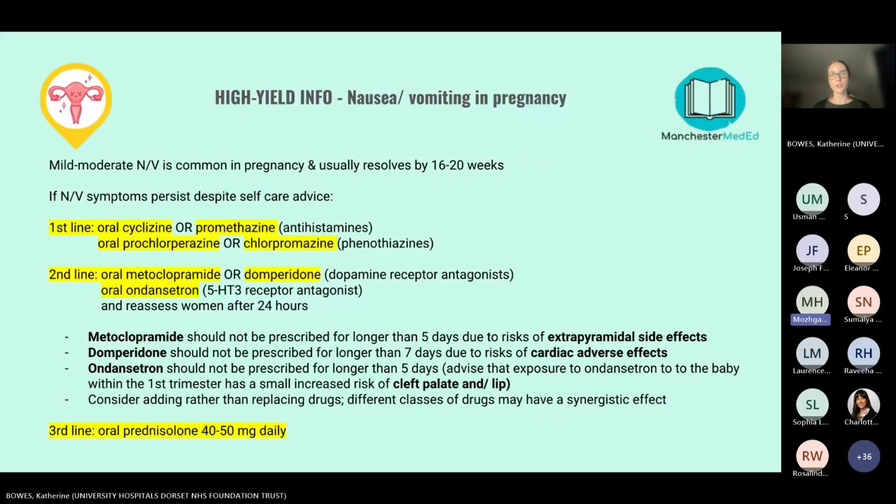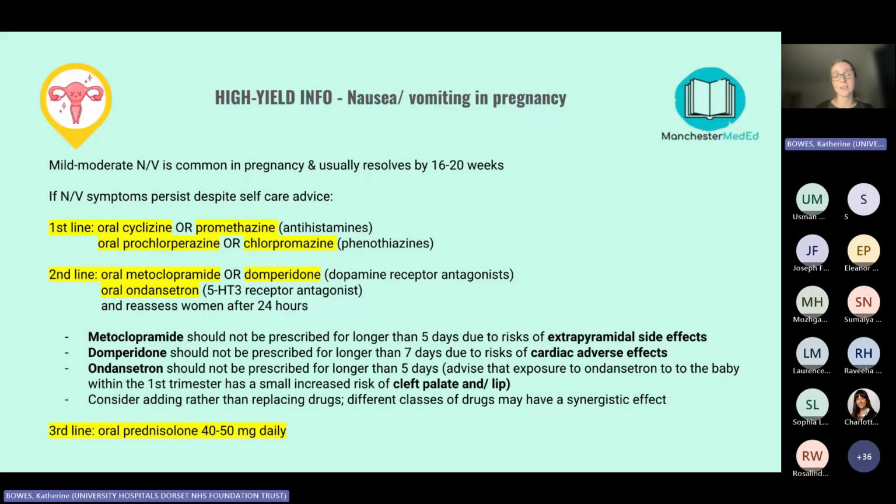Okay. So now nausea and vomiting in pregnancy. Mild to moderate nausea and vomiting is quite common and it usually resolves by 20 weeks. However, if the symptoms do persist despite self-care advice, such as drinking peppermint tea, small meals often, and small sips of water, then the first line would be oral cyclizine or promethazine. You can also use prochlorperazine or chlorpromazine.